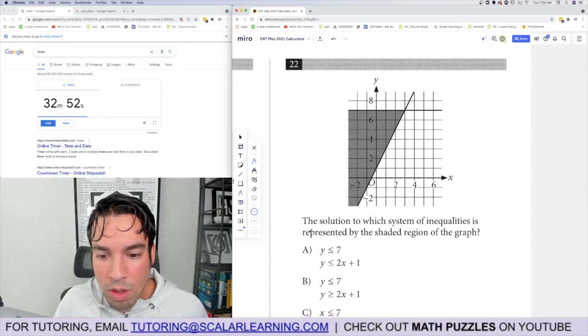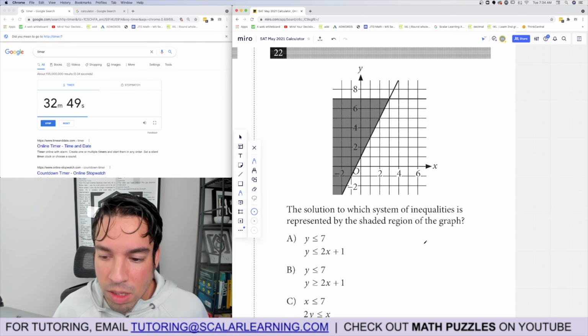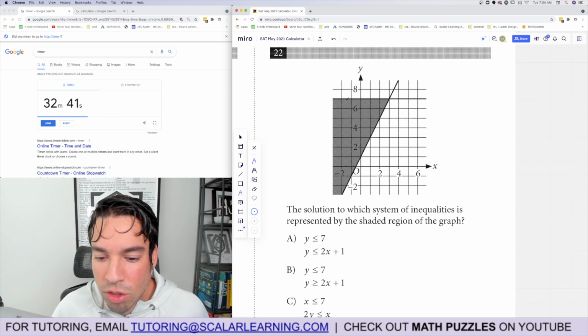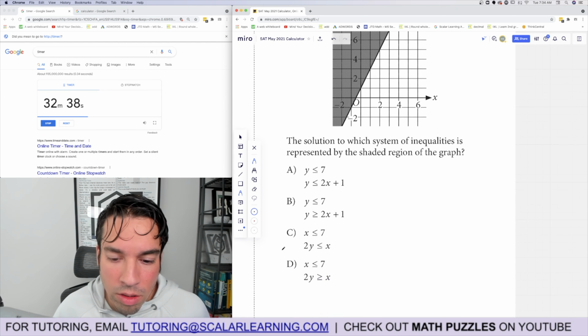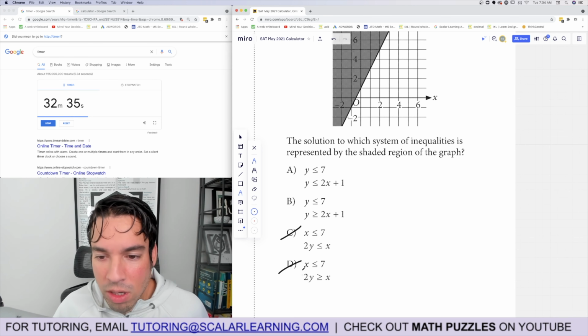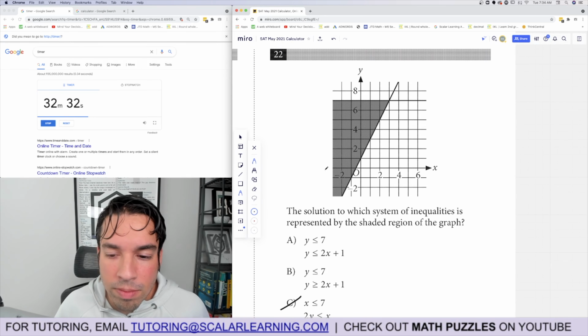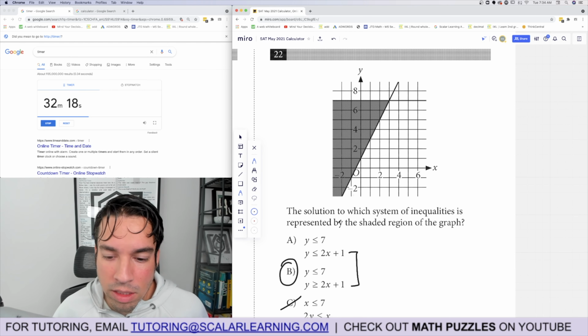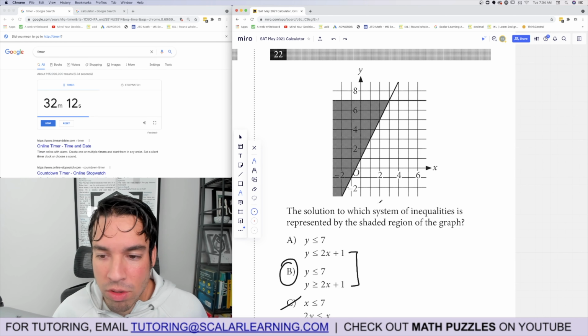Cool. 22. The solution to which system of inequalities is represented by the shaded region of the graph? All right. So this is clearly y is less than or equal to, because it's not dotted, it's solid. y is less than or equal to 7. You guys are out, because that's a vertical line. x is less than or equal to 7. And then this is a positive slope. Wait. Oh, yeah, it's greater than. It's this one. Because I don't even have to verify that this is 2x plus 1, because it's the same. And it's above it. See how it's shaded above the line like that? So because it's shaded above, it's greater than or equal to.